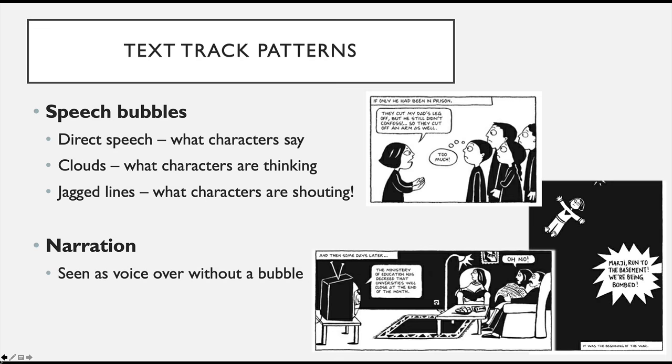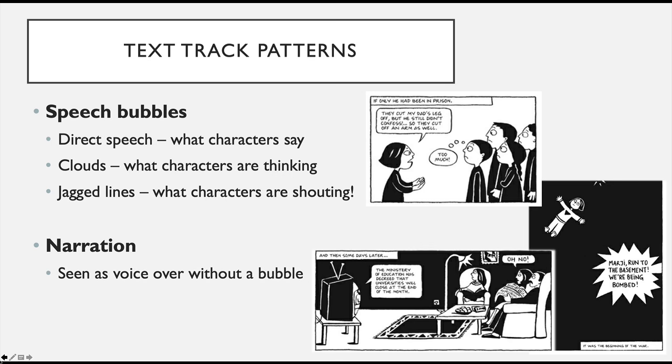But because these are graphic novels, we also have things to read. So we need to be reading those text track patterns. And so the two big ones are the ideas of speech bubbles. So this is where words are coming out into the piece. And so if we have that speech bubble that is a kind of solid line, that is going to be direct speech. This is what characters are actually saying themselves. Typically, if we have speech bubbles with clouds or little bubbles, that's when we see what characters are thinking. They haven't said them out loud. If we have jagged lines, the implication is this is what characters are shouting.